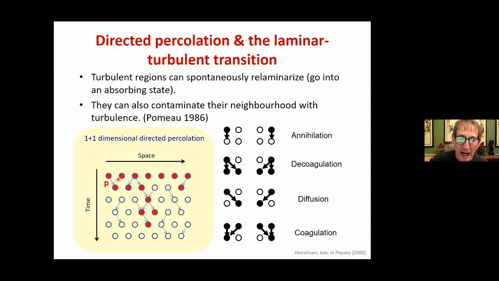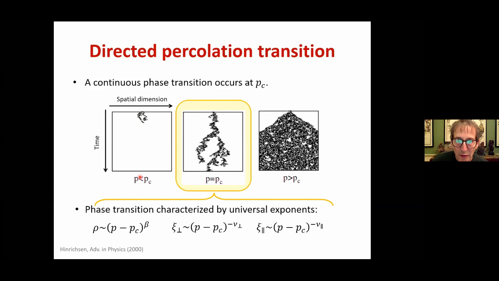And I showed you that directed percolation is made up of four different fundamental processes, which are shown here. And then we looked at directed percolation as a process, as you vary the percolation probability, and we saw that at low probability it didn't get through, high probability it got through, and at the critical point it just about gets through.